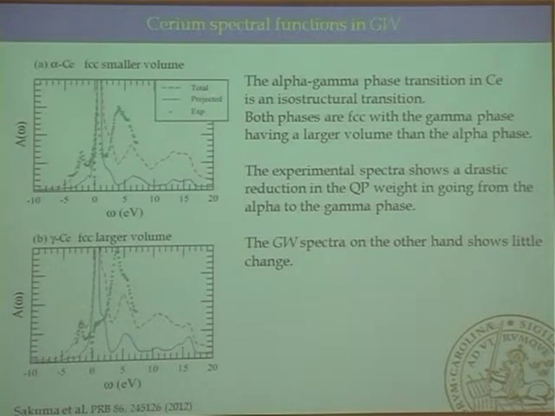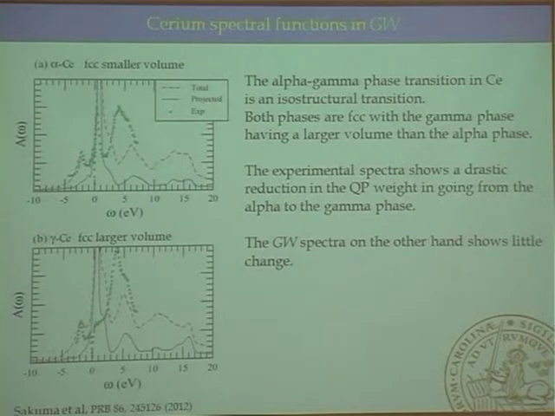So when we go to a 4F system, then we see a real problem with the GW. This is the well-known alpha to gamma phase transition in cerium. Basically they have the same structure, FCC structure, but one has a larger volume than the other. And this is the experimental spectral function, the green one. And one sees that as we go from the alpha to the gamma, there is a drastic reduction of the quasi-particle peak around the Fermi level.